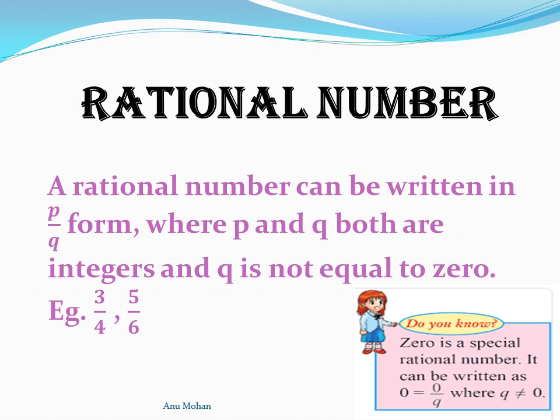You already know what rational numbers are. Any number that can be expressed in the form p by q. The only condition is q not equal to 0, because division by 0 is not allowed, and p and q both should be integers. Examples I have given are 3 by 4 and 5 by 6. One more thing, 0 is a special rational number because it can be written in the form 0 by q, and here q is not equal to 0.